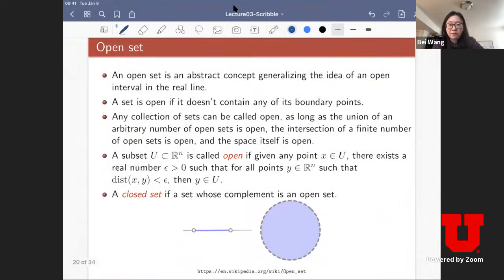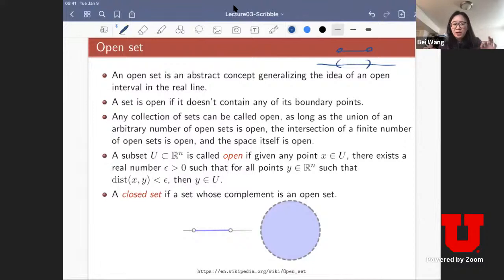Okay, so there's the idea of open sets. It's a very abstract concept. An example of an open set is an open interval in a real line, as I pictured before. This is one way to do it. This is another way to do it. So I have some hollow points at the end to indicate it does not include its endpoint.